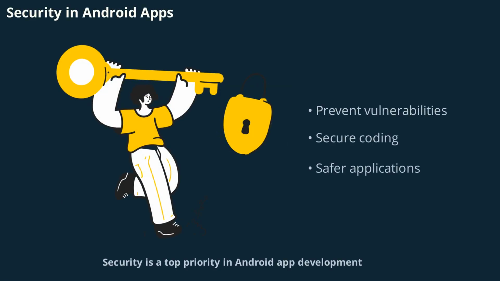Security is a top priority in Android app development. Kotlin's null safety and modern features help prevent common vulnerabilities, but developers must also consider other security aspects, such as decompilation risks and secure coding practices. Combining Kotlin's strengths with robust security measures leads to safer applications.